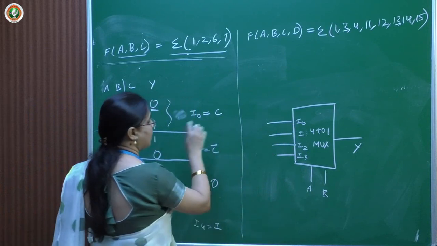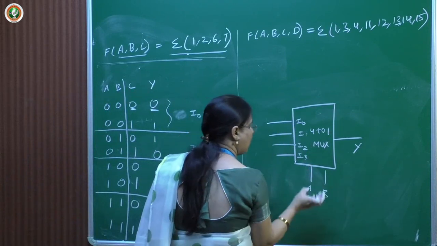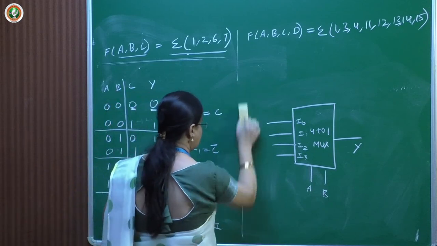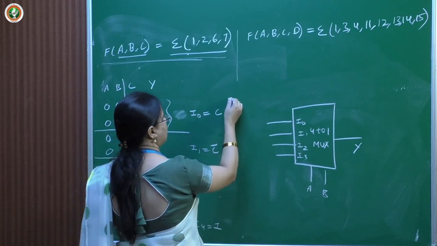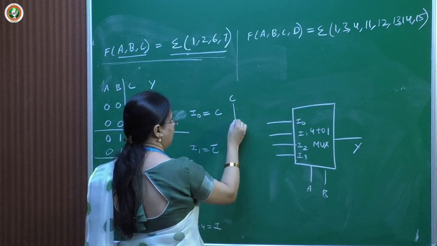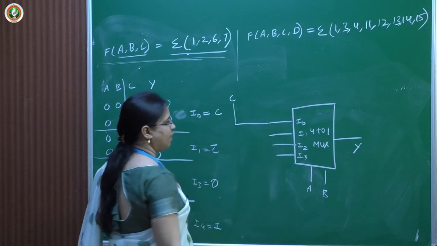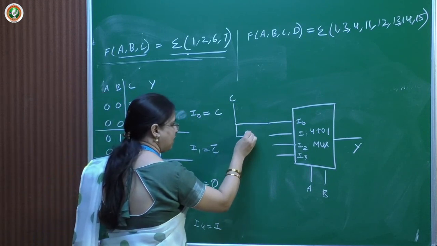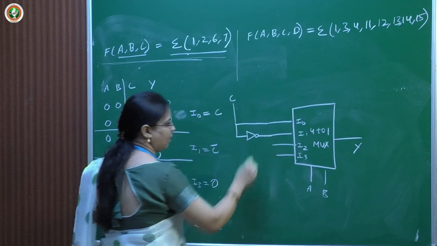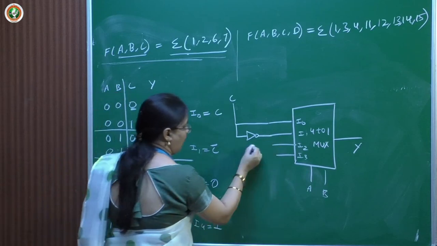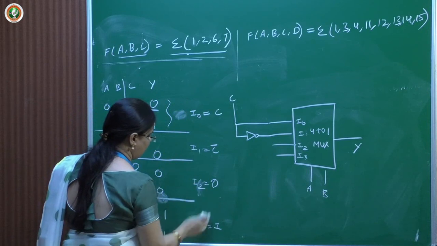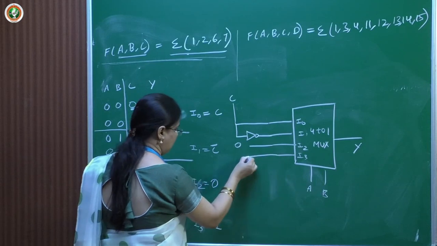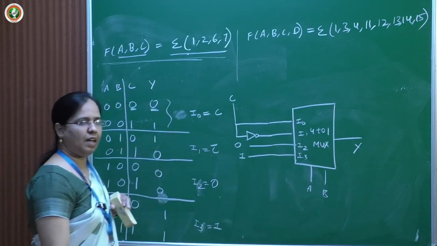I naught should be connected to C. But in our circuit, I have only 2 signals, A and B. So what we do? We take one external signal. What will be that signal? C. I naught is connected to C. Then what is I1? C bar. C bar means it should go through an inverter. Then what is I2? Sorry, this is I2 and this is I3. I2 is 0. And what is I3? It is 1. I hope it is clear.